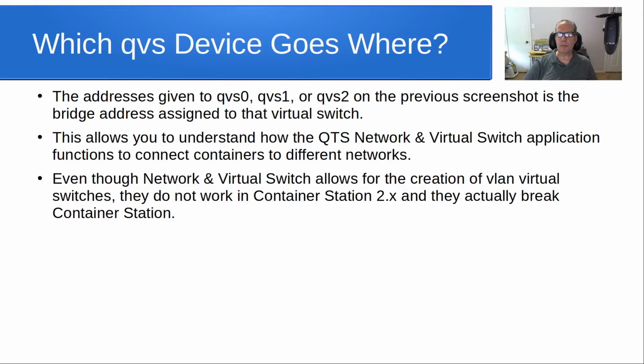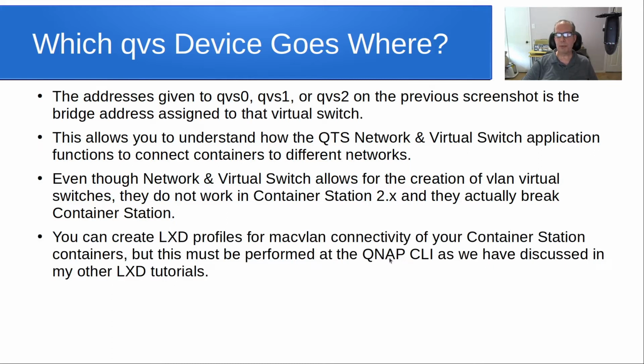Even though Network and Virtual Switch allows for the creation of VLAN switches, they do not work in Container Station 2.x, and they actually will break Container Station. And although on the previous screen where I defined that QVS 0, 1, and 2 were pointing to different VLANs, what I really did was that the Ethernet connector that virtual switch is associated with goes to a port on my switch where I have defined that port to have a profile for that VLAN. Anyway, you cannot create the VLANs in Network and Virtual Switch and have them work in Container Station. It will break Container Station, at least in all versions of Container Station 2.x.